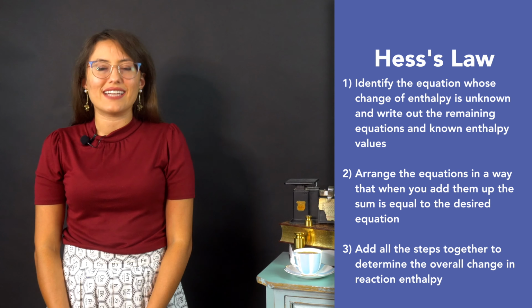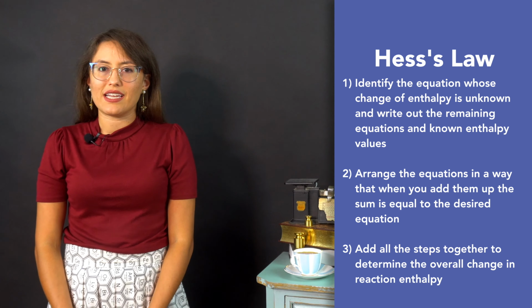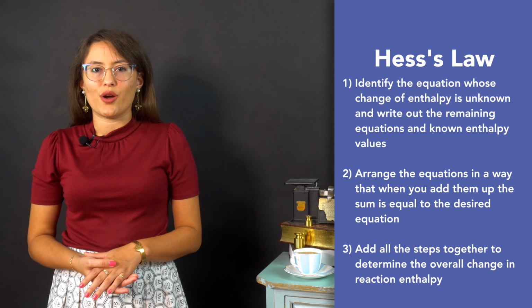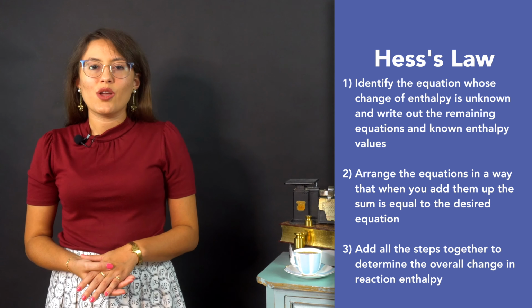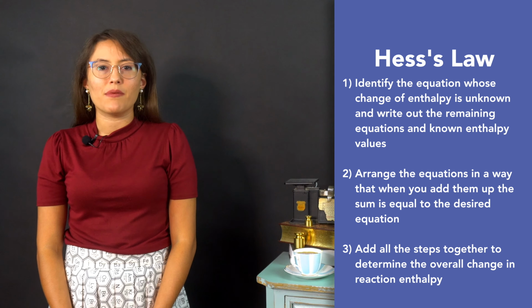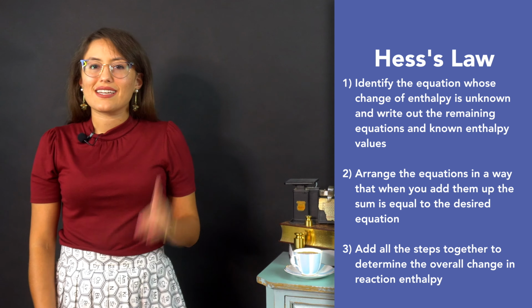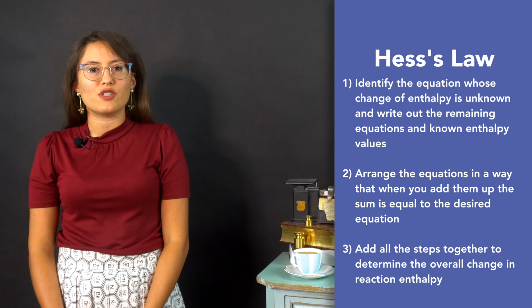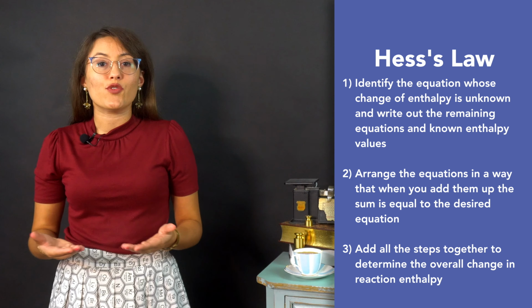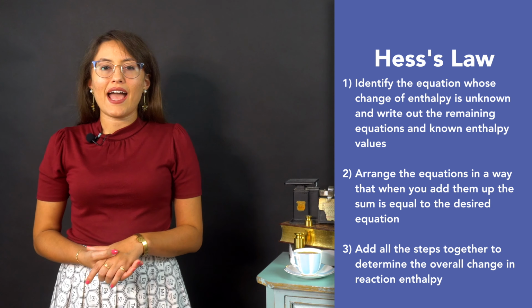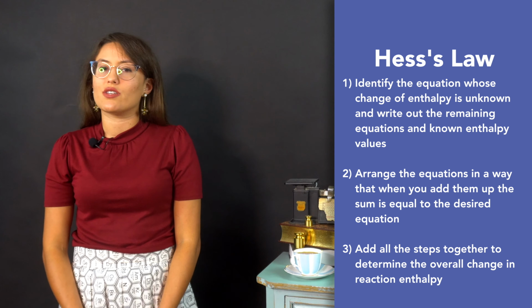The steps we will follow for determining Hess's law is to first identify the equation whose change of enthalpy is unknown or is the desired equation. Next, write out the remaining equations and known enthalpy values, which when added, will give the desired equation. Then we will arrange the equations in a way that when you add them up, the sum is equal to the desired equation. Keep in mind that if you reverse an equation, you must flip the corresponding sign of the enthalpy associated to that equation. In addition, if you multiply by a factor, you must multiply the enthalpy by that same factor. Finally, we'll add all the steps together to determine the overall change in reaction enthalpy.